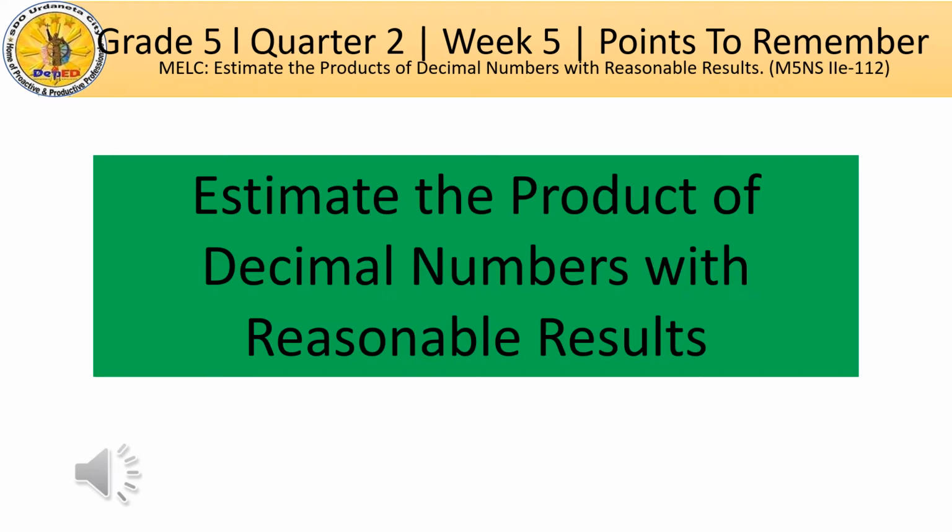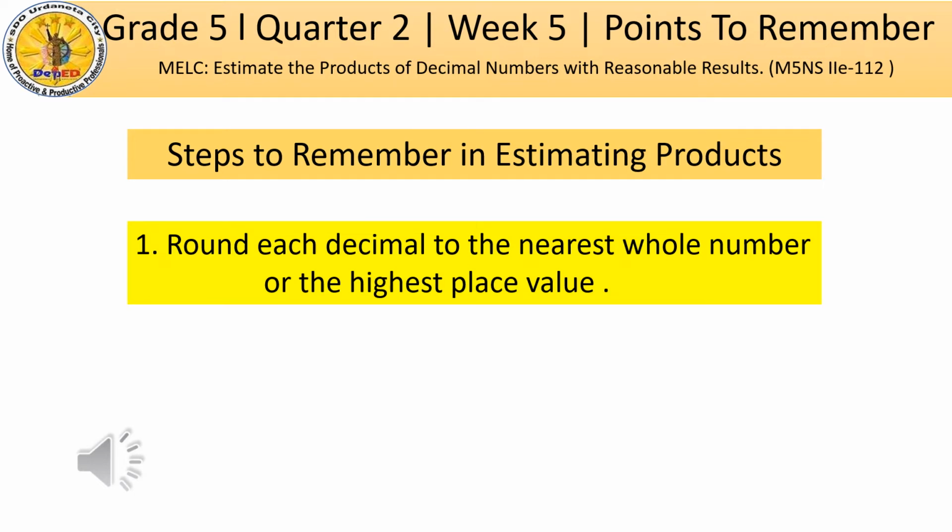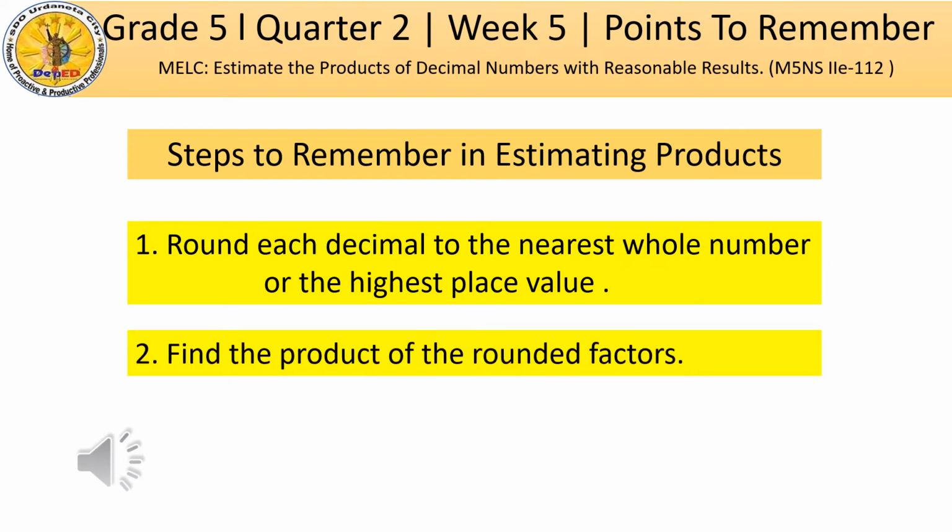It's all about estimating the product of decimal numbers with reasonable results. Here are the steps to remember in estimating products. Number 1. Round each decimal to the nearest whole number or the highest place value. Number 2. Find the product of the rounded factors.